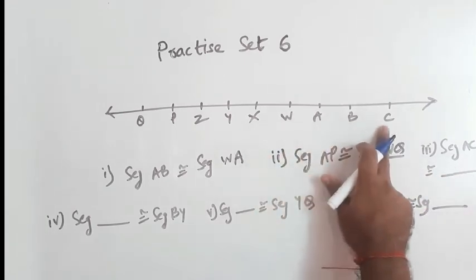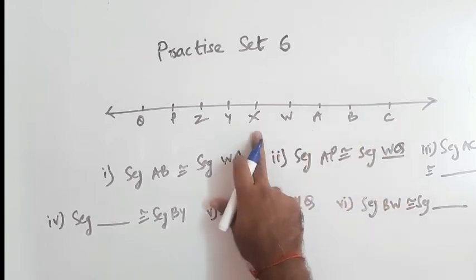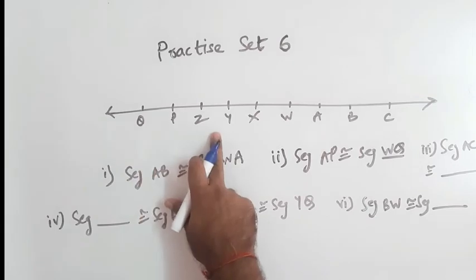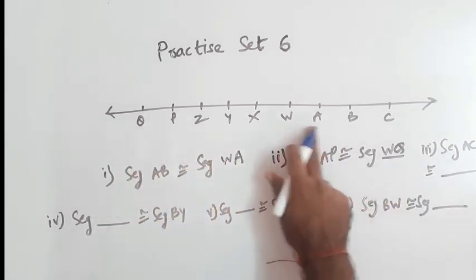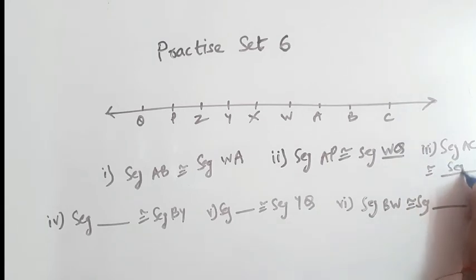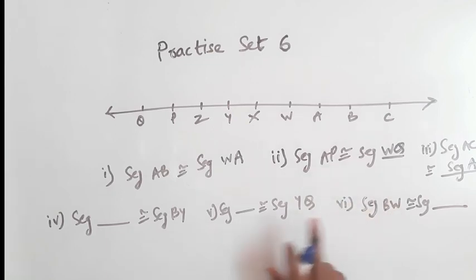Now seg AC. How many points does it have? It has only 1 point in between, so I can write AX, I can write PY, I can write QZ, anything. So I'll write here seg AX. There can be many answers, children, not a unique answer.